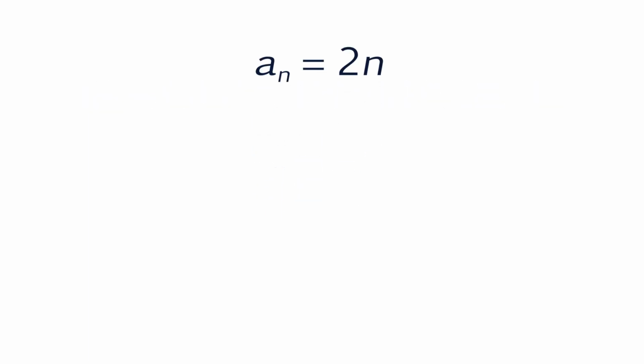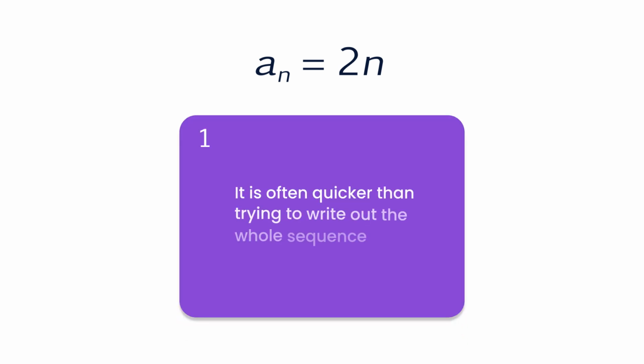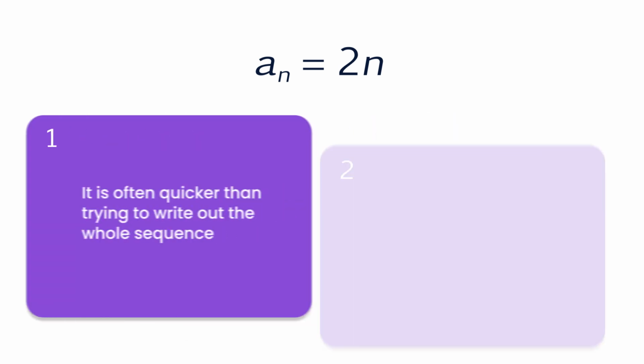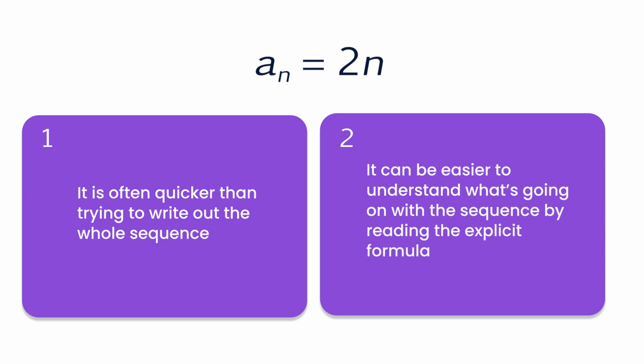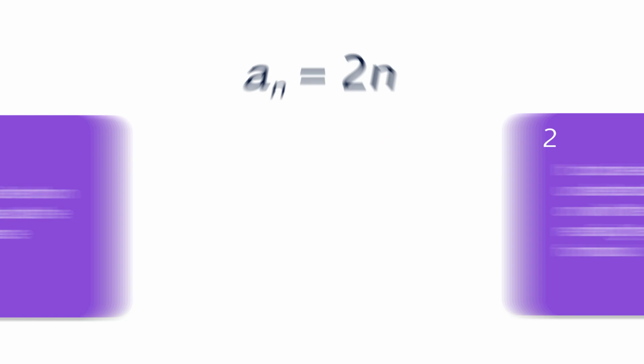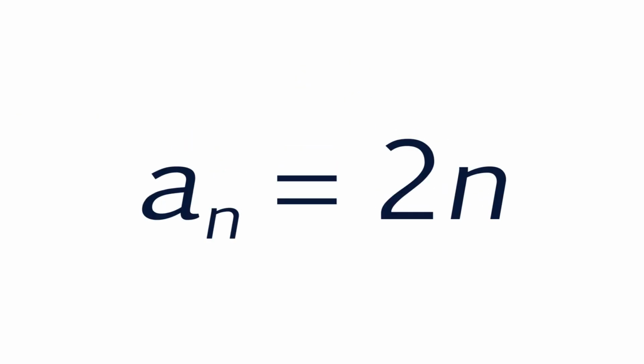Defining a sequence by its explicit formula is beneficial in 2 ways. It is often quicker than trying to write out the whole sequence. It can be easier to understand what's going on with the sequence by reading the explicit formula. However, there isn't always a nice way to give an explicit formula to calculate values from.